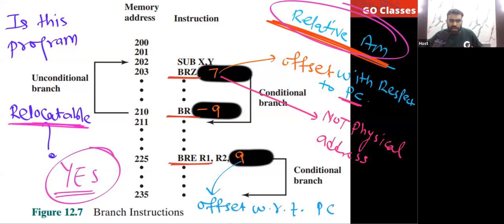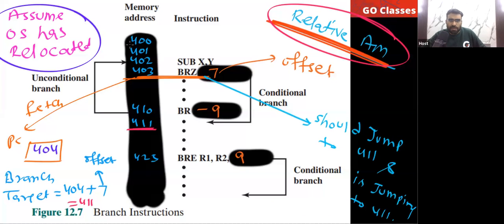Now you can relocate at any address, whatever address you want. For example, I can relocate this program in the main memory, in the physical memory, at this address 400. Because remember, I am not using the direct addresses, the absolute addresses, the physical addresses in my code. I am just simply using the offset. Now what will happen?